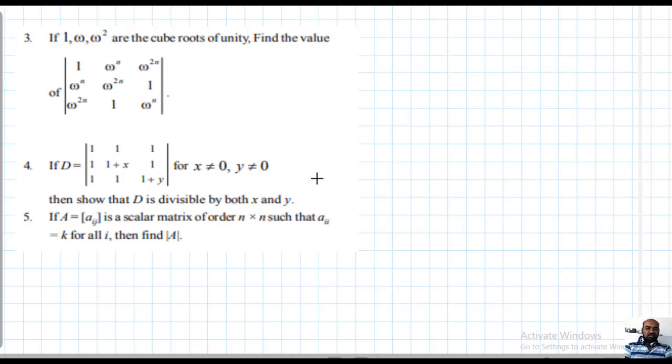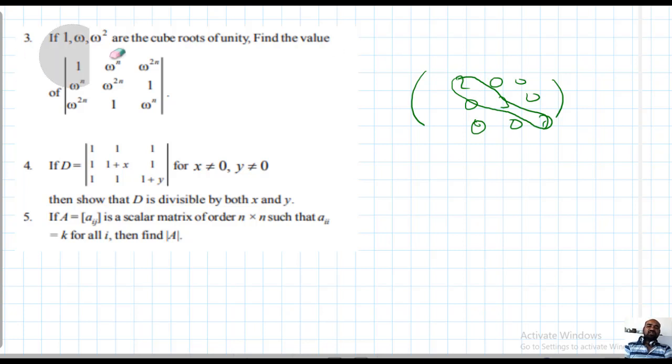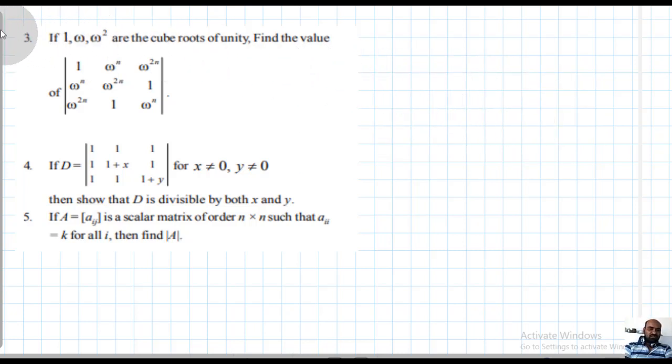Fifth problem, if A equal to Aij is a scalar matrix of order 3 by 3. You know the definition of scalar matrix, like 2 0 0, 0 3 0, 0 0 7. Principal diagonal elements are non-zeros, remaining all elements are zeros. Such matrix is called a scalar matrix. It is a scalar matrix of order n such that the Aii are all equal to k. So I want to write k 0 0, 0 k 0, 0 0 k.